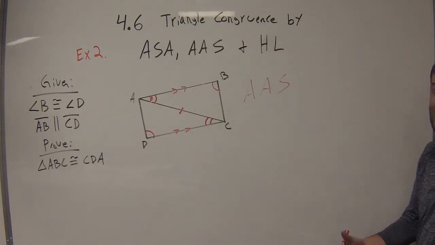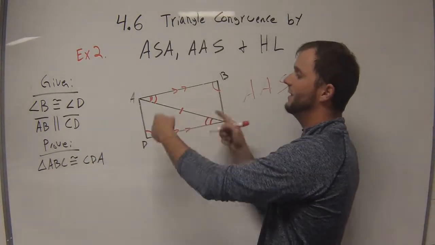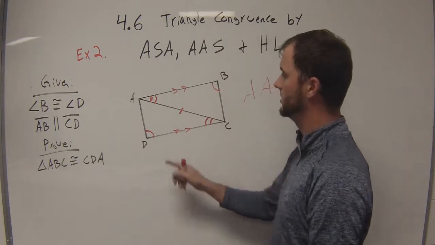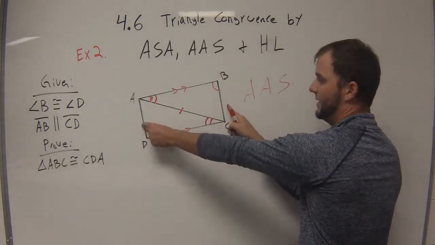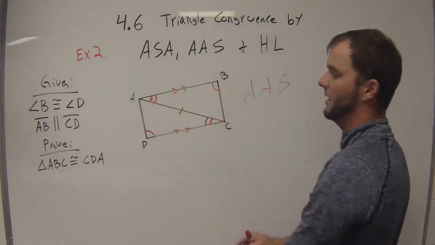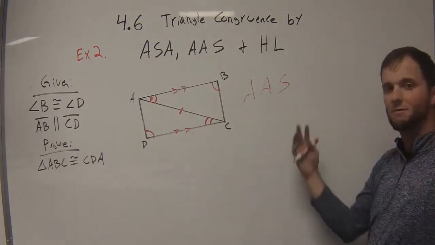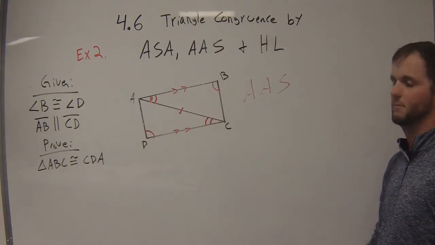So with that being stated, I can now say that everything in these two triangles are congruent. So this angle right here and this angle right here would be congruent. This side and this side would be congruent, and this side and this side would be congruent, because that proves everything is now congruent to each other.